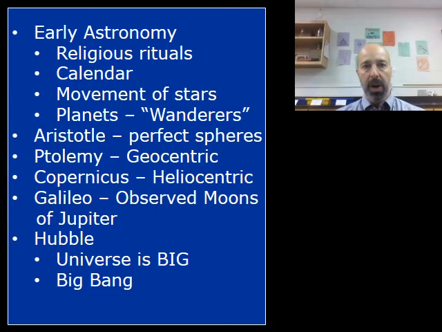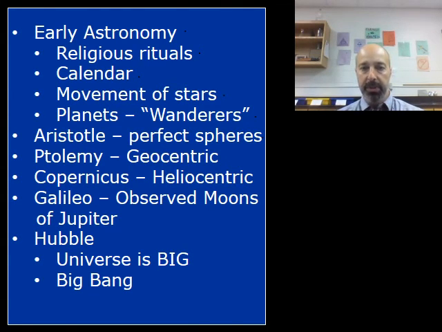Okay, so what we have now is an idea of early astronomers and how they did what they did and the tools that they used, and that this was mainly used for religious rituals and for calendars, and they kept track of the movement of the stars, and then they figured out that some of those points of light kind of moved around differently, and they called those wanderers, which we now know as planets.